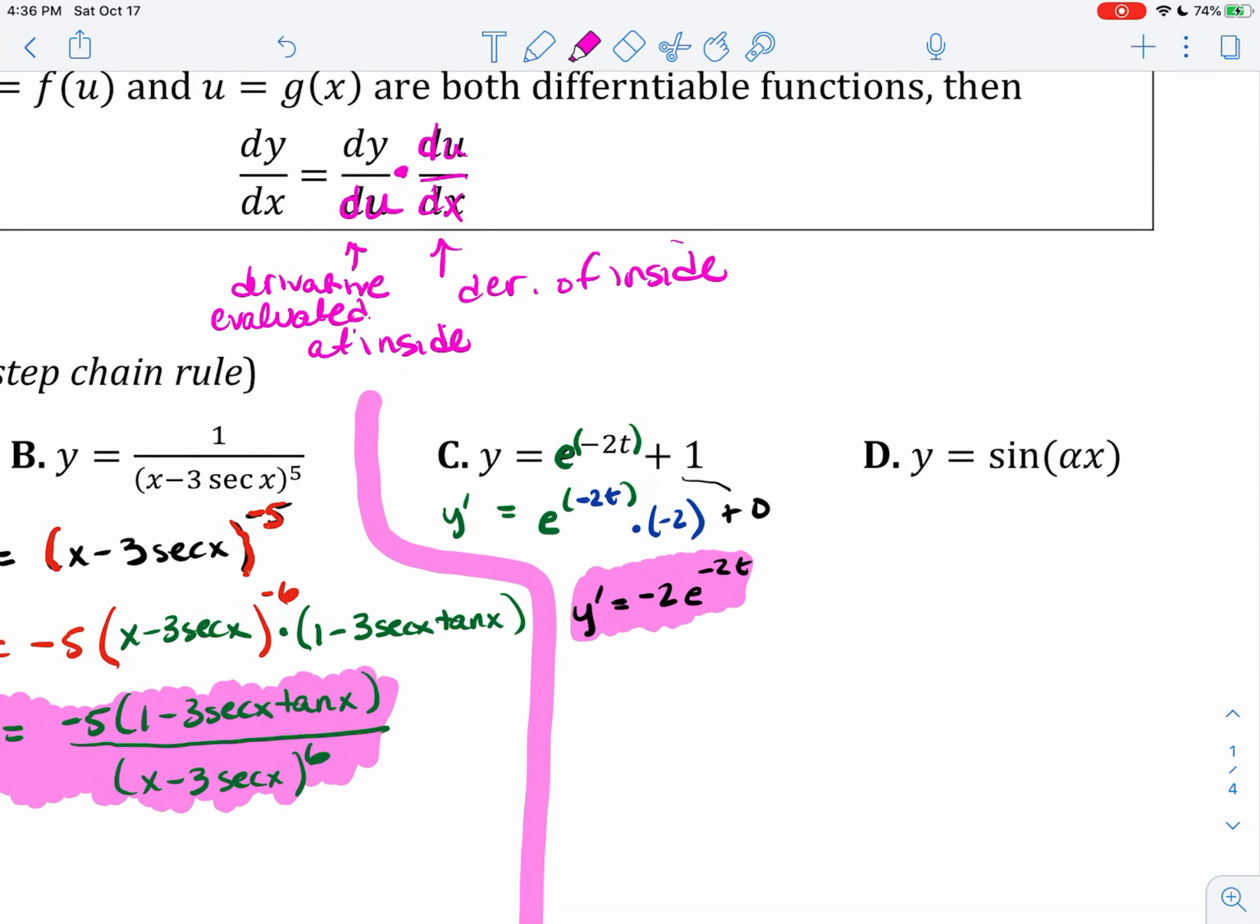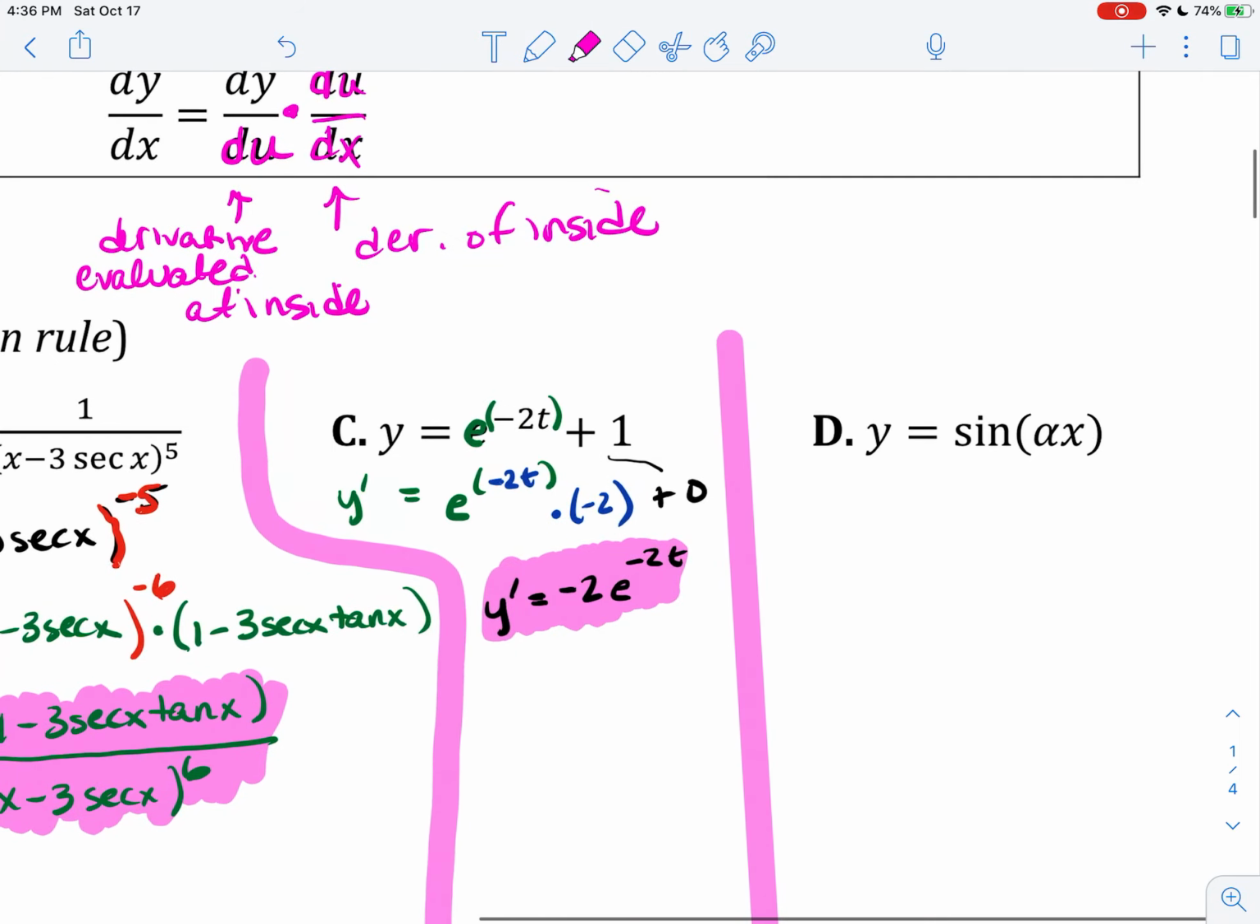All right. And we have the sine of alpha x. Whenever we have alpha, beta, gamma, or a, b, c, we know that those are fixed numbers like 3. They're constants. So in this example, y equal to sine of ax.